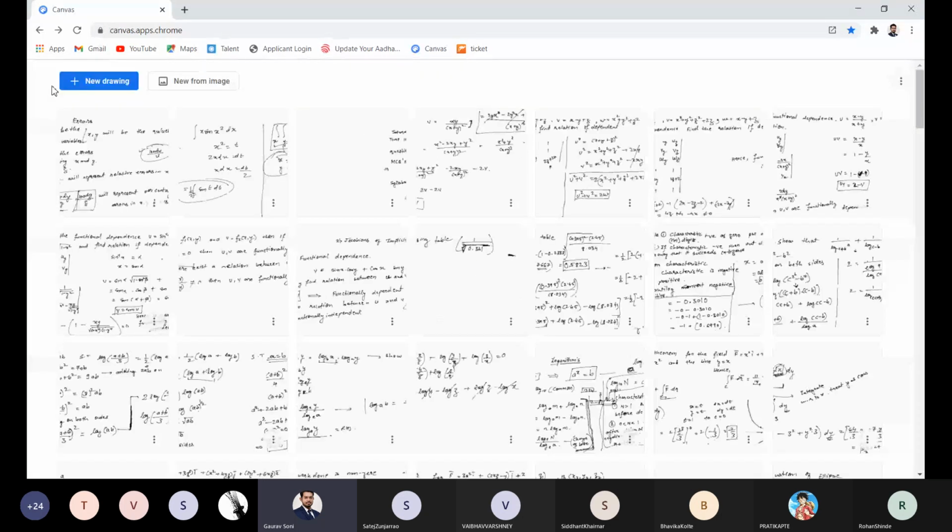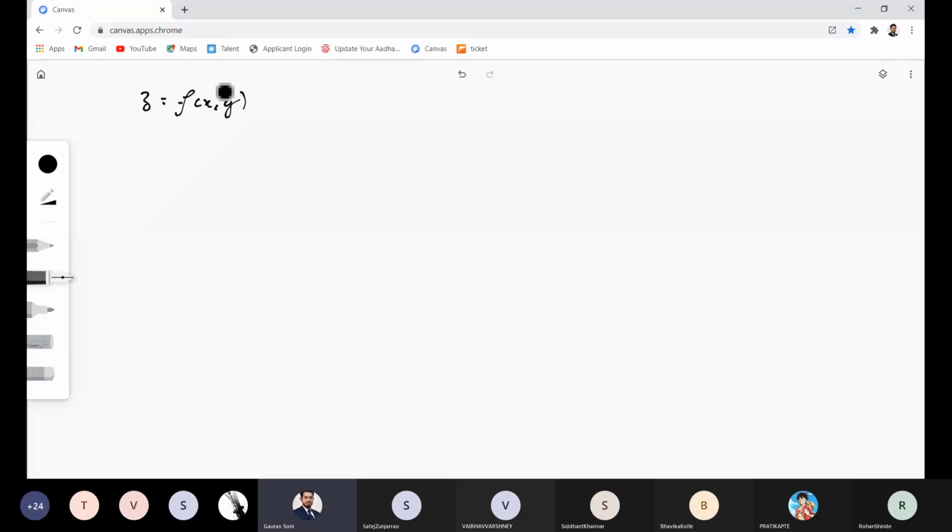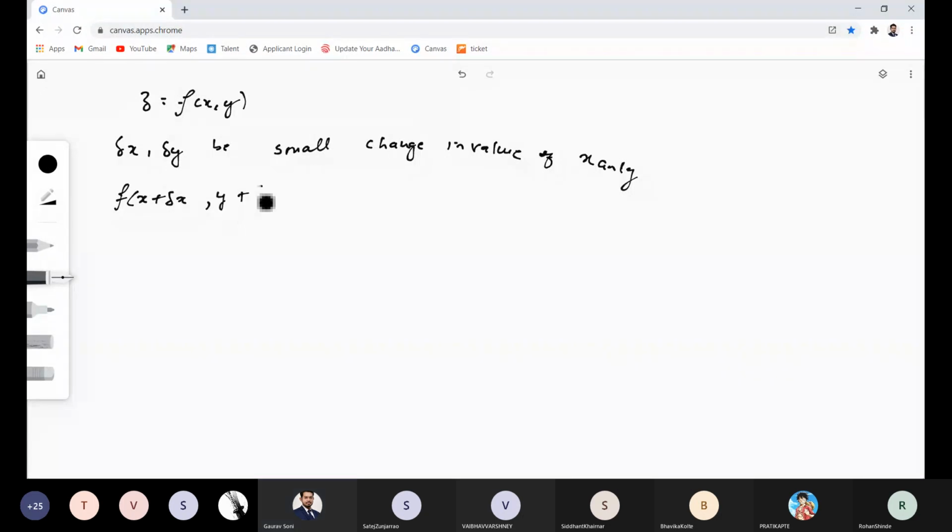Now, how do we proceed here? Let's start with the function z equal to f of x comma y. Now there is some error, a small change in the values of x and y. So the new value that we will get is f of x plus delta x, comma y plus delta y. And if I subtract f of x comma y from this, what should I get?